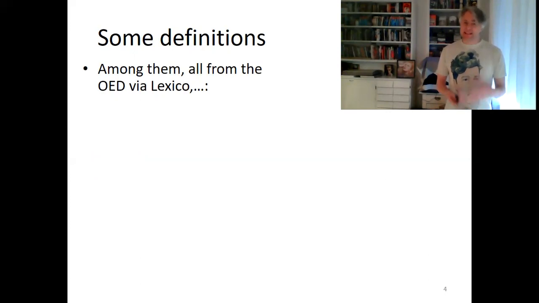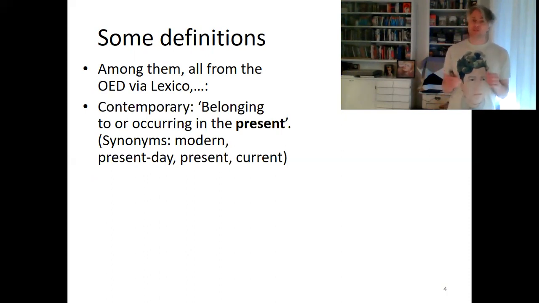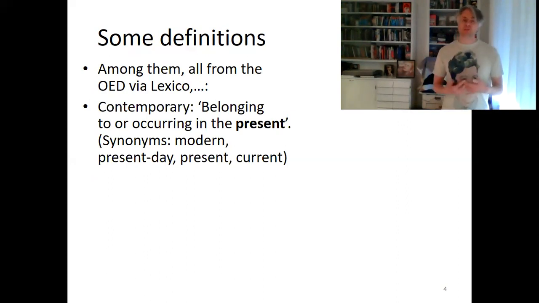Again, I was quite lazy, looking at my OED website there to get the Oxford Dictionary's ideas here. Contemporary, the first of our words, means belonging to or occurring in the present, right now. The dictionary offers us a whole bunch of synonyms: modern, present day, present, current. Okay, and again, the meaning today, right now, is latently in there.